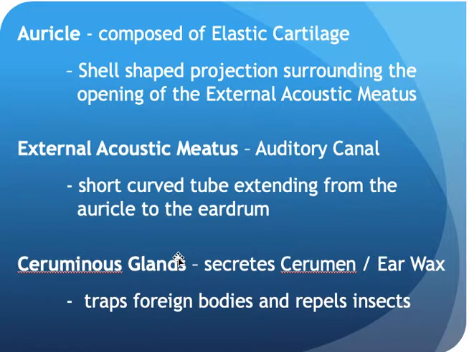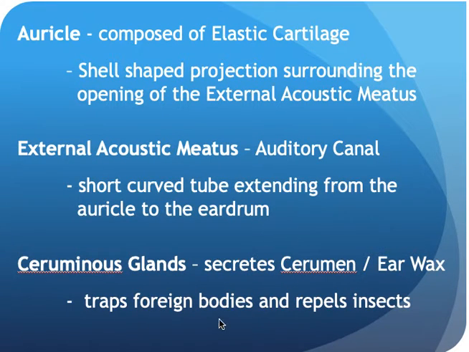Okay. So now we look at what's the function of all these things, and the auricle again is elastic cartilage. We know because it's really bendable and flexy, but it's a shell-shaped projection surrounding the opening of the external acoustic meatus. And again, we're just trying to funnel sounds in properly. External acoustic meatus is also known as the auditory canal, a short curved tube extending from the auricle to the eardrum. And then the ceruminous glands we already mentioned, and they're going to create our earwax for us.